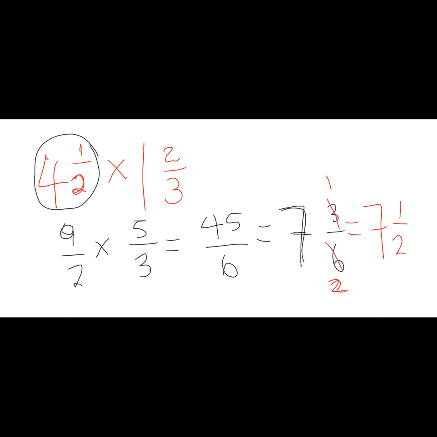Sir, I never do it like that, sir. So I cancel the 3 and the 9. You cancel the 3 and the 9? Yes, sir. No problem. So in blue, we cancel the 3 and the 9, and we say 3 into itself goes 1 time, 3 into 9 goes 3 times. So we now have 3 times 5, which is 15, over 2 times 1, which is 2. And then we know that 2 into 15 goes 7 times, remainder 1, so 1 over 2. So either way, you are correct.